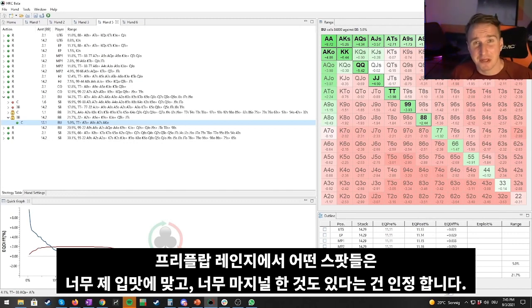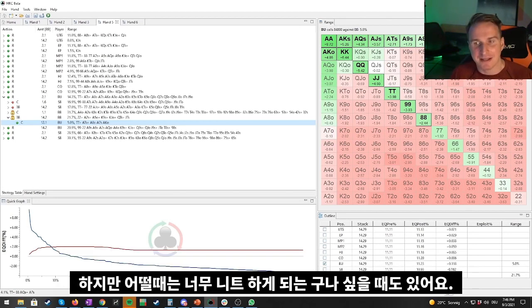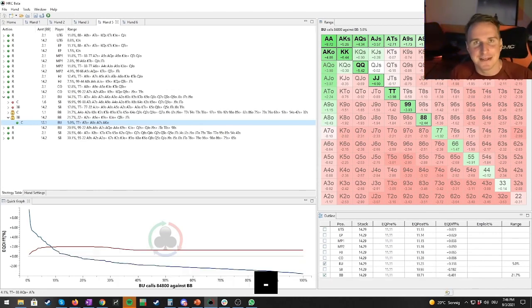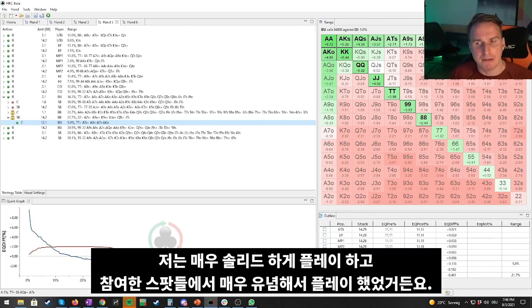There's still, I have to admit, some spots that are to my taste still too marginal, but then sometimes I feel like, wow, that's gonna be too nitty. But as you've seen me playing over the last couple of months, I try to play very solid in the early game. Yeah, here and there, a punt a day keeps the doctor away. But I try to play very solid and be very mindful about the spots I engage myself in.